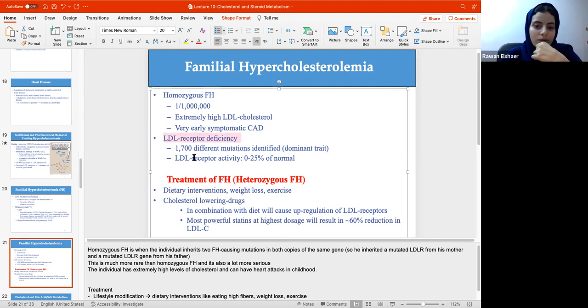It's the same thing as what I just said, because if the LDL receptor is deficient or defective, then you can't uptake cholesterol. So you'll have high cholesterol levels in the blood.